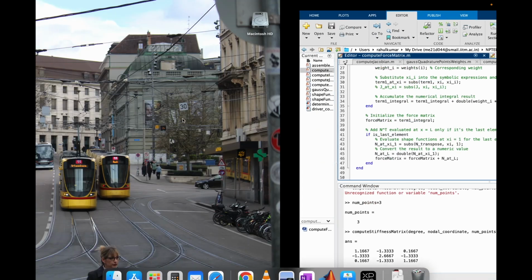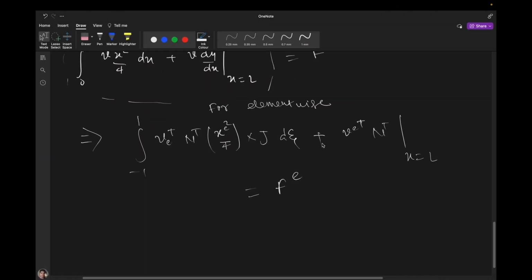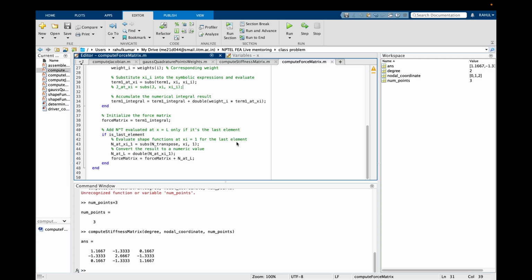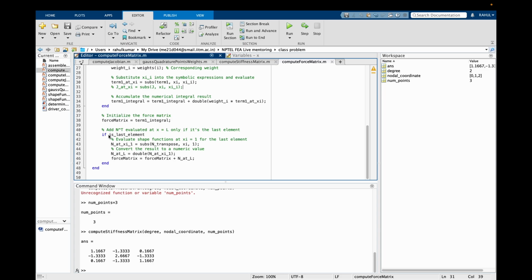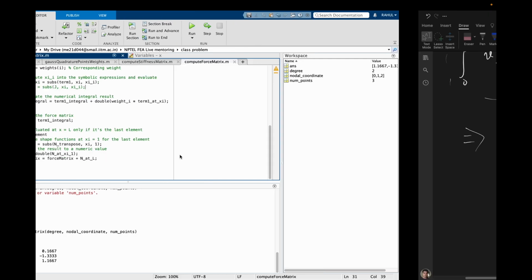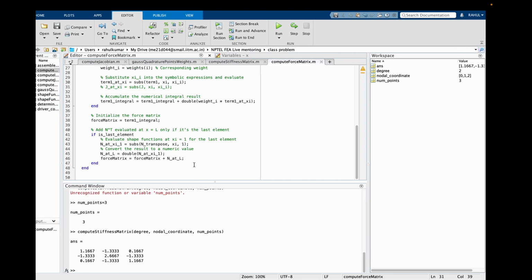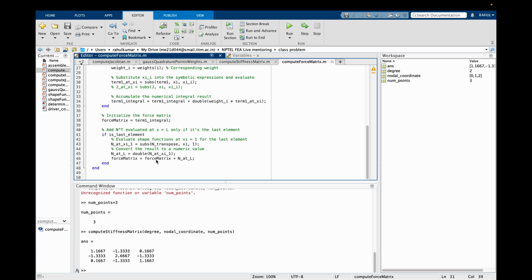Now we need to calculate term 2 in the force matrix, this term. But when the element is the first, this term will not come into the picture. So when this value is 1, this term will be added in the force matrix. Otherwise this if statement, or you can say this part, won't run. So completely it will be force matrix equal to term 1 integral. Are you getting my point? Tell me.